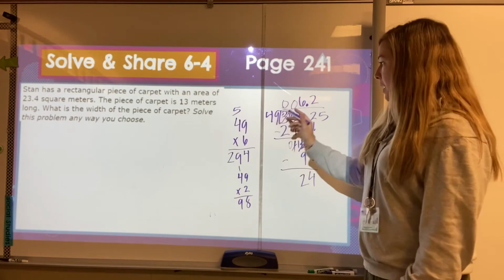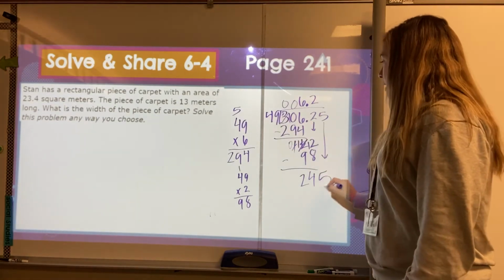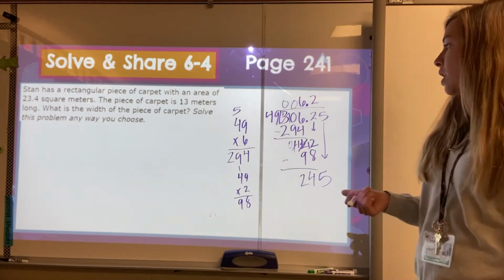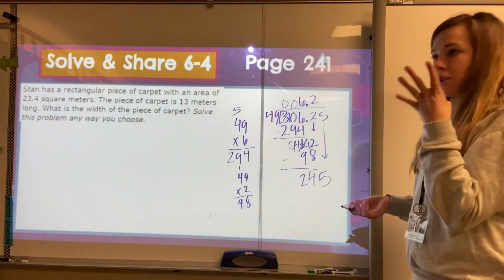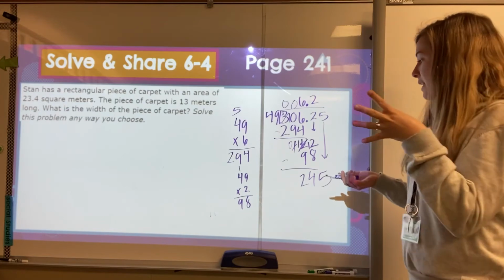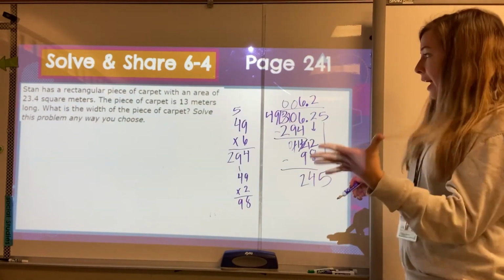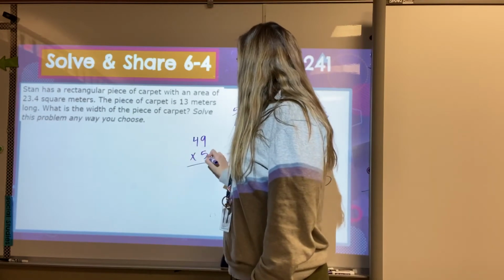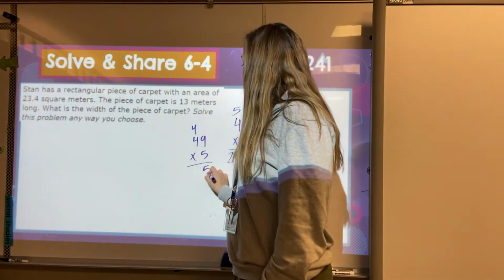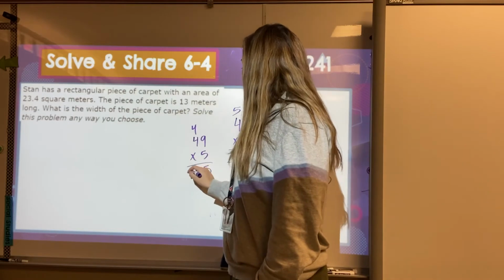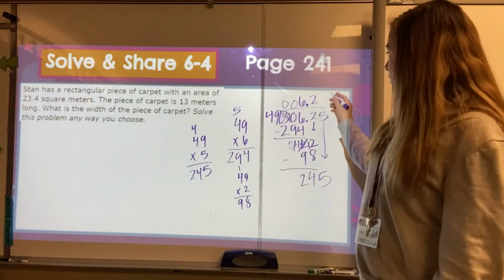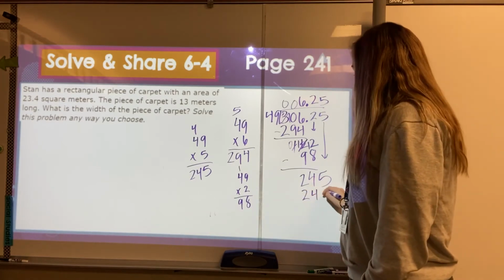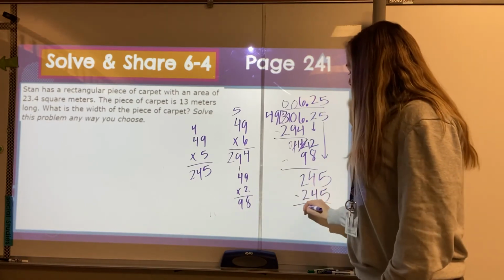And is that less than 49? Yes. Now I bring down my 5. So 49 goes into 245. We got to see how many times. Well, I know it's going to go into it about 4 times because we're doing about 50. So we could try 5 times and see how we do. 49 times 5. 9 times 5 is 45. 4 times 5 is 20. Plus 4, 24. 245, we got it right on the nose. And so we put our 5 up here, our 245 down below, and it subtracts out.